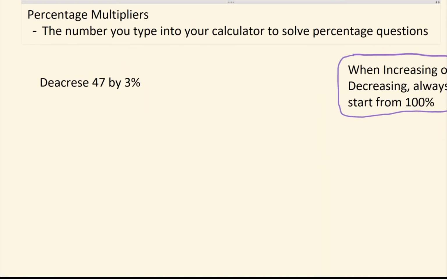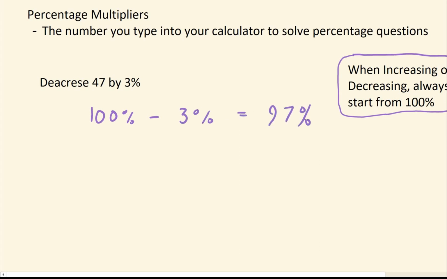If I want to decrease 47 by 3%, we follow the exact same idea. We're starting at 100% because that's my full value, and we're decreasing 3%. So that means we only have 97% left. To decrease something by 3% is the same as finding 97% of it, because we have lost 3%. So you would do 47 times 0.97.